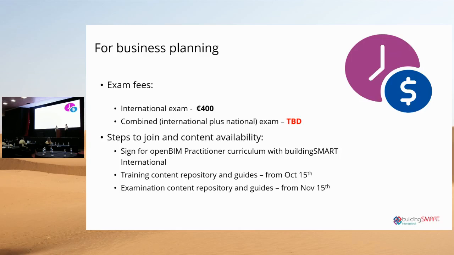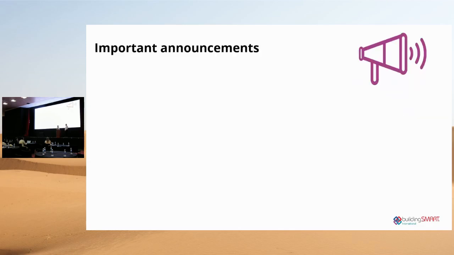And then the steps to join the program and get the content available. As usual, the process is to apply to the professional certification committee for signing up for openBIM practitioner. That starts the process, and then the materials will be made available to you for localization. The training content will be fully ready to be passed over to you from October 15th, and the examination content one month later, November 15th. This is how we plan it now.